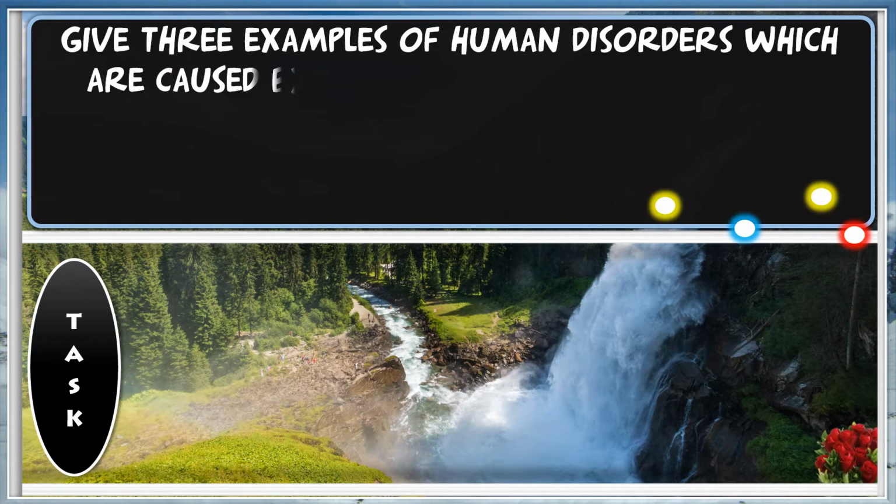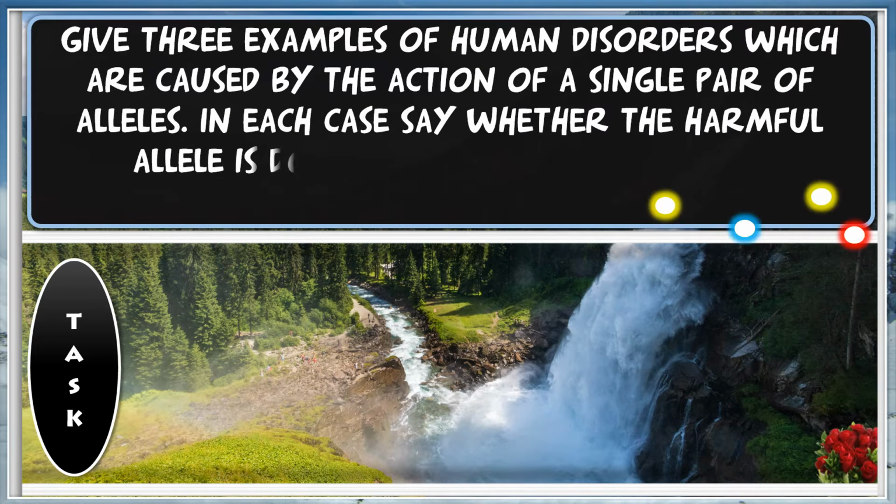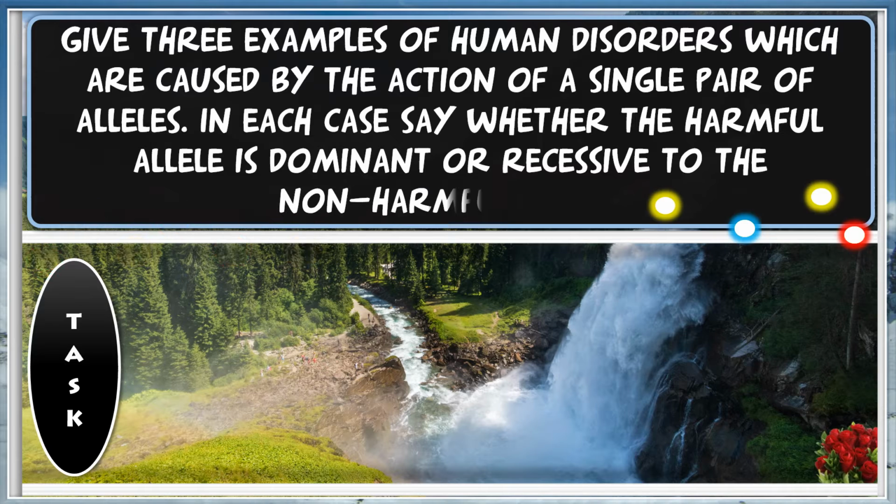Give 3 examples of human disorders which are caused by the action of a single pair of alleles. In each case, say whether the harmful allele is dominant or recessive to the non-harmful allele.